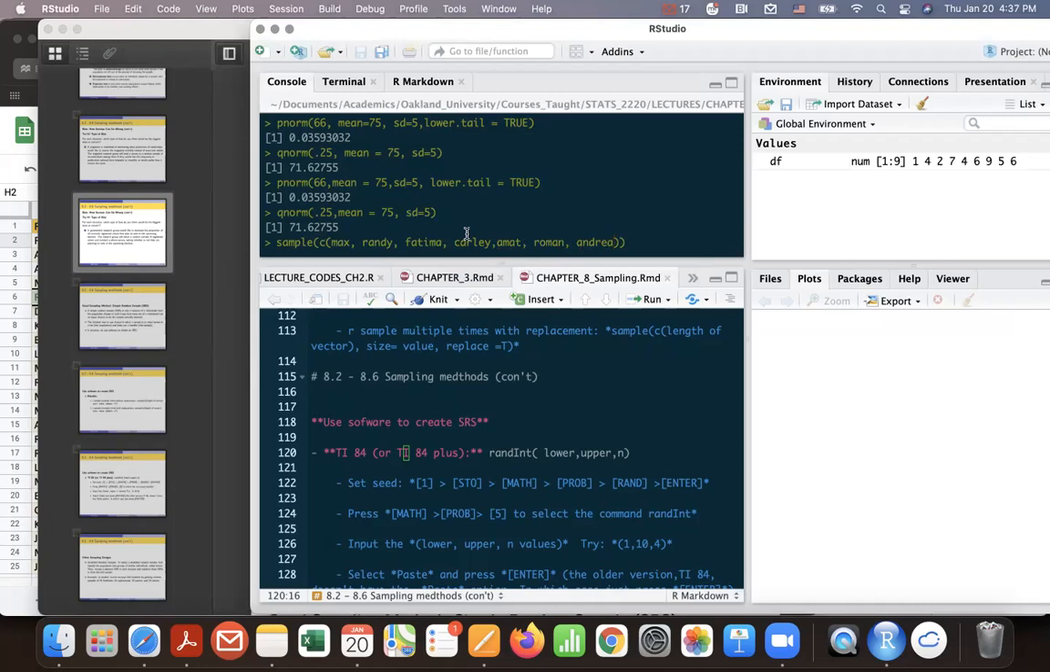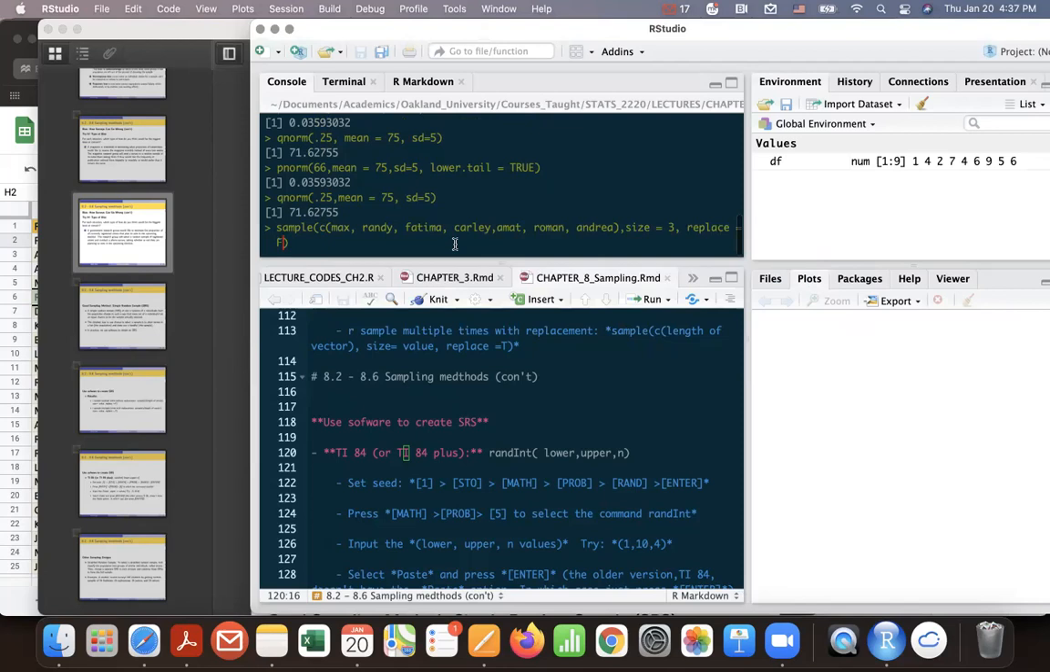All right. So that's X, right? A vector of names or vector of numbers, whatever. I chose names here. And then psi equal, I say I want three people, right? And then without replacement, so I'm going to put replace equal false. And that's it, you don't have to worry about the probability thing.